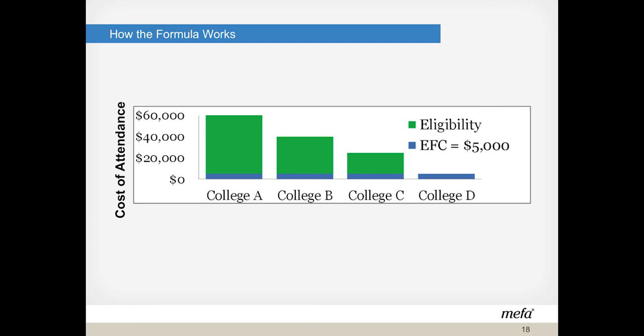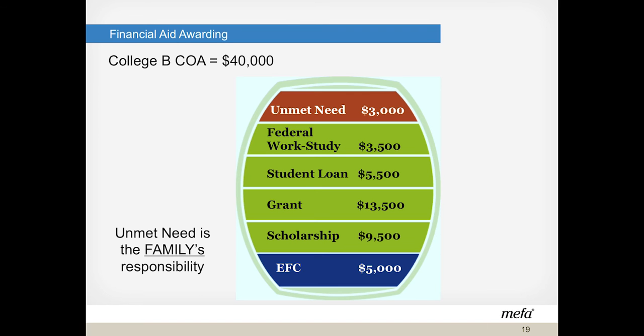College B is a little bit less, it's $40,000. My EFC is the same, it's the same across the board, so I still have to contribute $5,000 at College B, but my eligibility for financial aid is a little bit less because, of course, the college costs less. Same goes for College C and then College D. I am eligible for less financial aid when the college is less expensive.